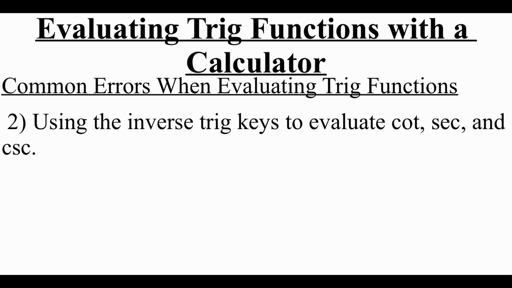The next common error that we run into is using our inverse trig function keys to evaluate the cotangent, the secant, or the cosecant. Most calculators don't have buttons for cotangent, secant, or cosecant, and the reason is because they can be easily evaluated by just doing the reciprocal of your tangent, cosine, or sine. So again, I'm going to use what I know about the sine of 30 degrees being 1/2 to help me out. Now the reciprocal of the sine is the cosecant. So the cosecant of 30 should be 2 because that's the reciprocal of 1/2.